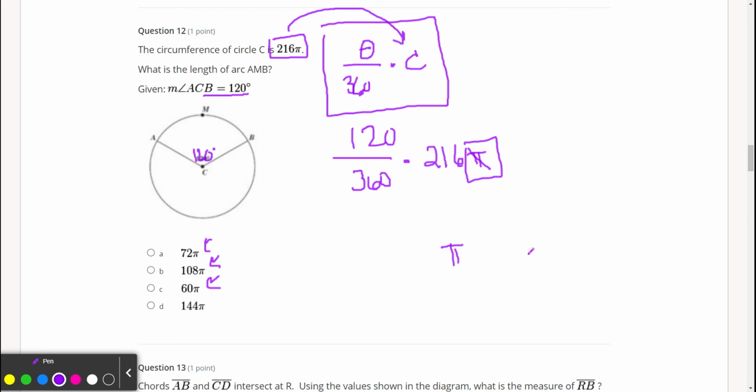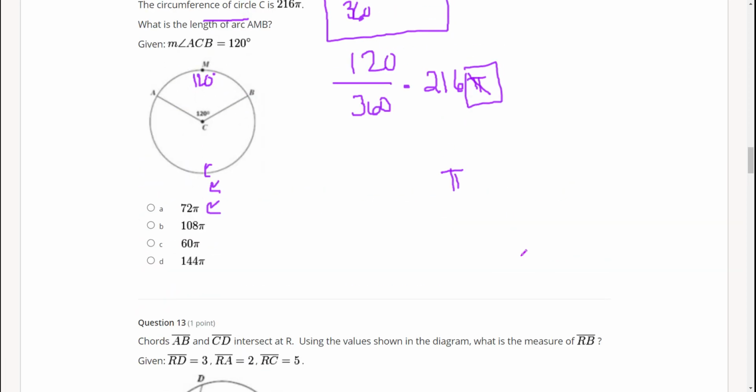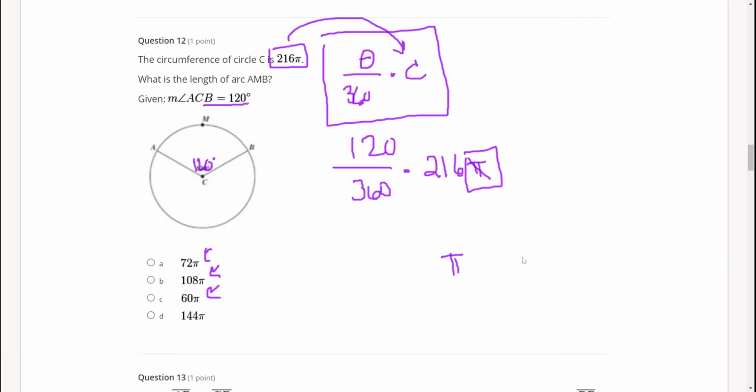Oh no, I haven't picked up my calculator yet. I trust you. It's about a third of 216, so 72 makes sense. 108 doesn't make any sense. That's half. 144 is bigger than that, and 60 is like a quarter. So yeah. What's 120 divided by 360 times 216? What question is this? It's 72. I'm glad we have consensus.